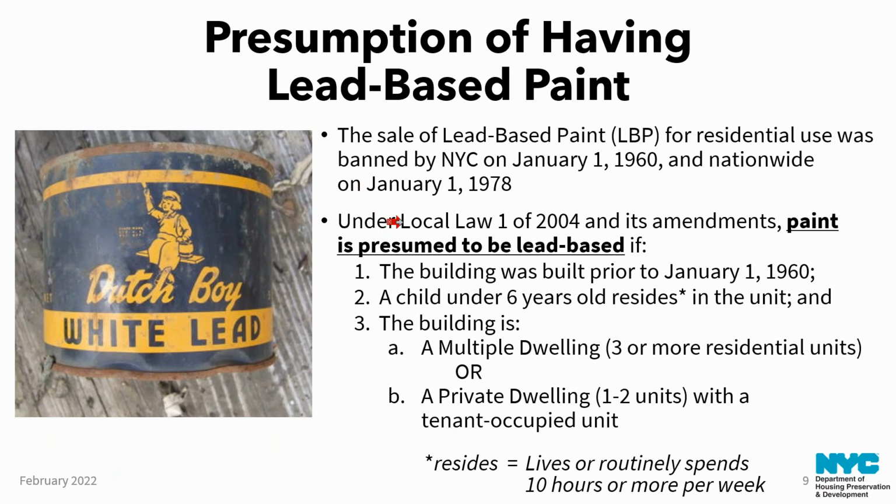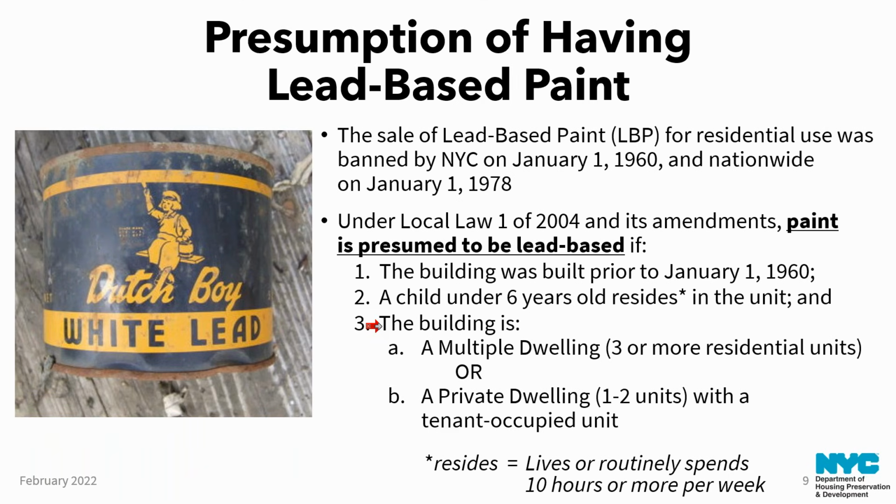So under Local Law 1, we presume that paint has lead content if the building was built prior to the date where New York City banned lead-based paint, where a child under 6 years old resides in a unit. And we have a special definition of resides here. It means the child lives in the unit or routinely spends 10 hours or more per week. So in some cases, a child might be said to reside in the unit under New York City law, even if that's not their primary residence. It may be that they do 15 hours of babysitting in that unit. They would still be said to reside under the law.